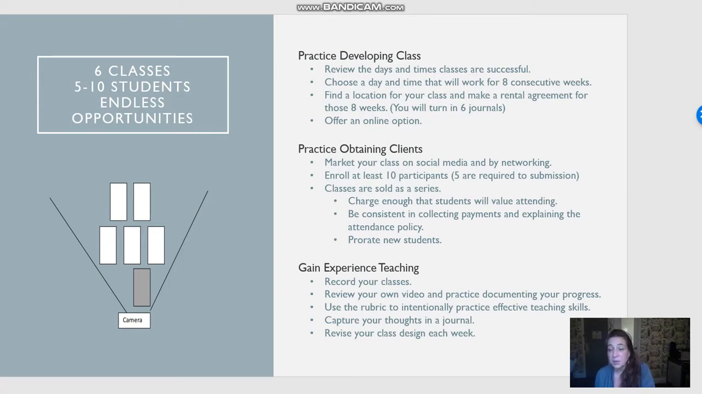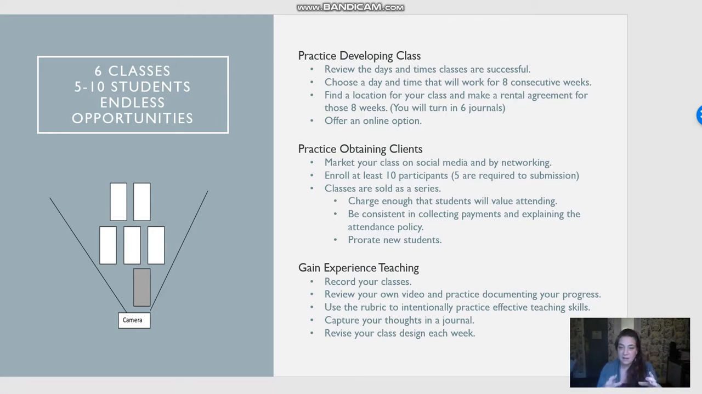The gray mat is you, so the camera's behind you and is capturing your back and your 5 participants. Also, you might have a recording for the online portion. You want to review your own videos and practice documenting your progress. So go through the rubric of what you're looking for in class and capture your thoughts in a journal. Then you're going to revise that same class based on what you think would do better.